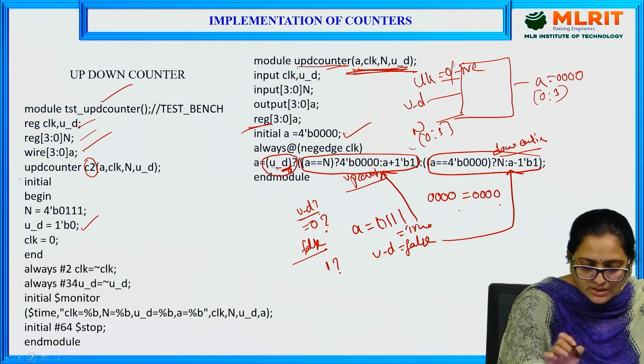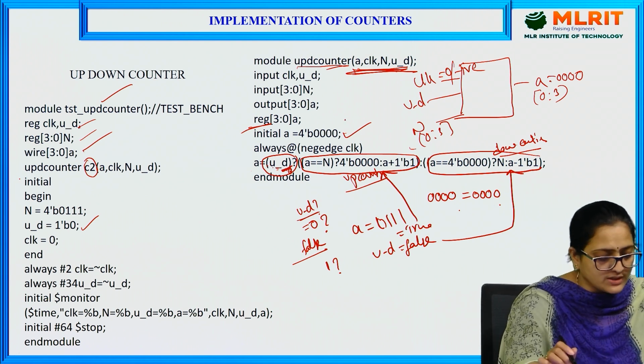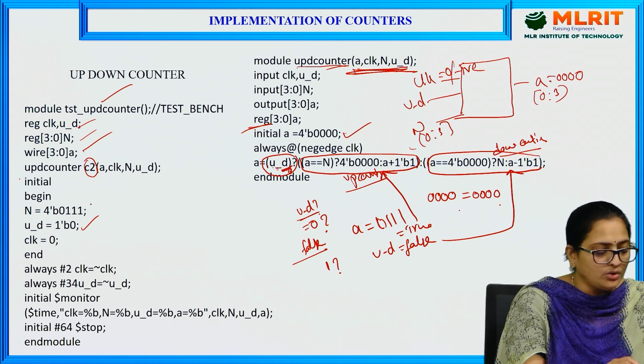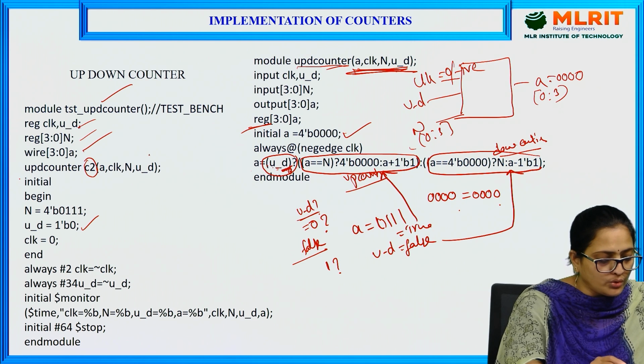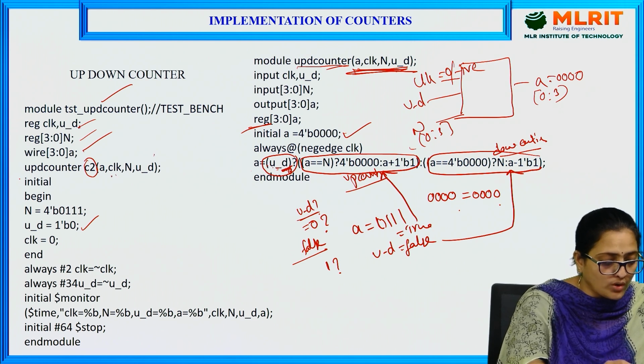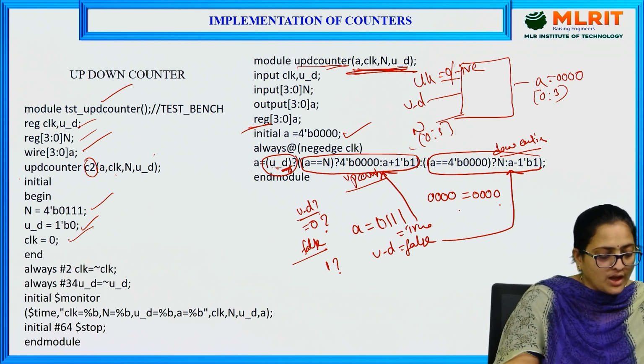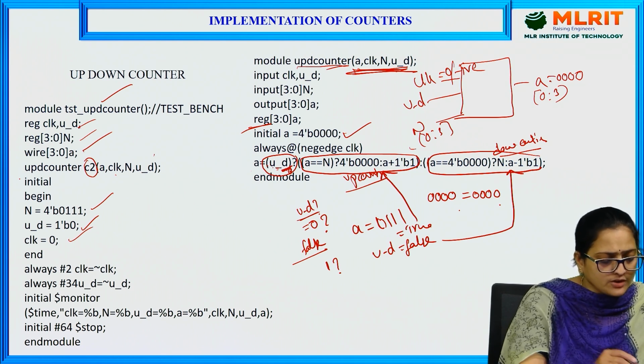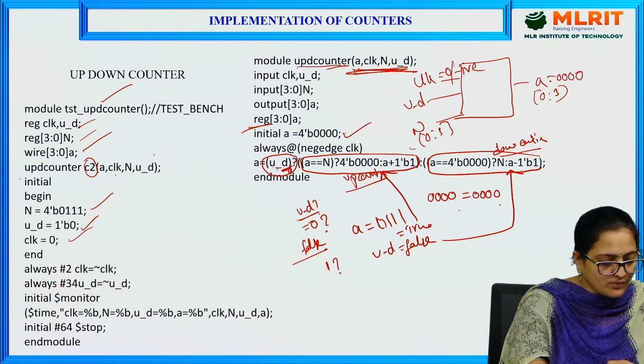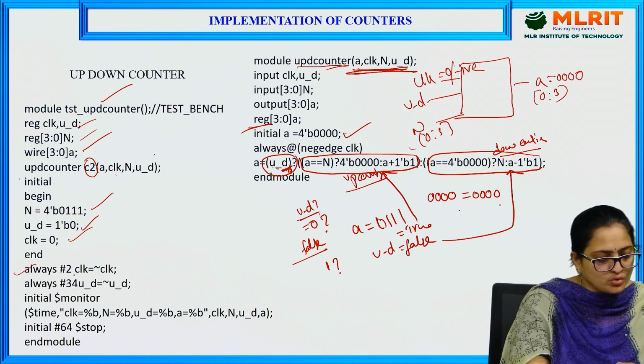Initially you need to declare. Here we declared only a value in the design description. So we need to declare both n value, u_d value, as well as clock value. So n value has been declared, u_d value is declared, and clock value is declared. And the clock has to be triggered between 0 and 1. So always hash to clock.